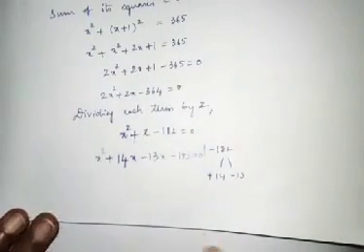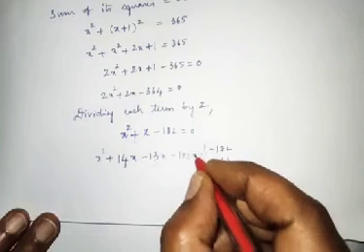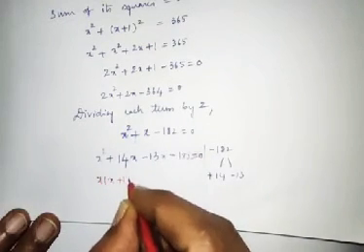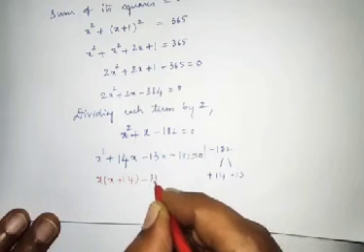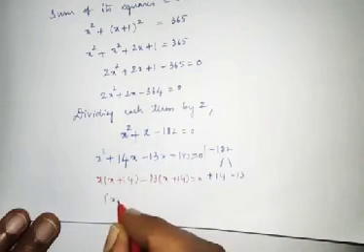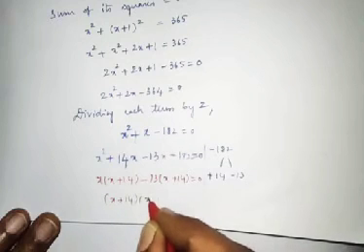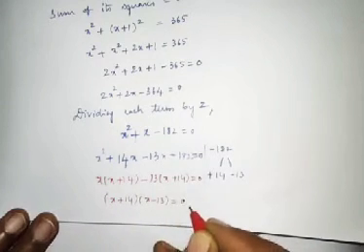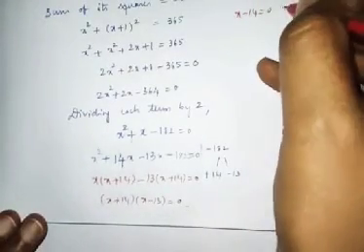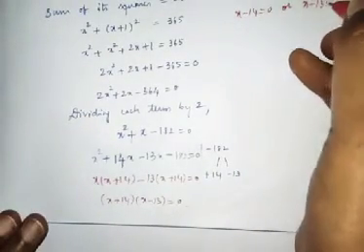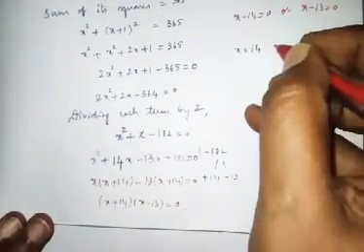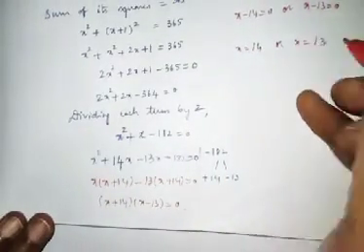So now let us combine this one. First two terms, take x common, x plus 14. Here minus 13 common, x plus 14 is 0. x plus 14 into x minus 13 is 0. So x plus 14 is 0 or x minus 13 is 0. That means x is equal to minus 14 or x is equal to 13.